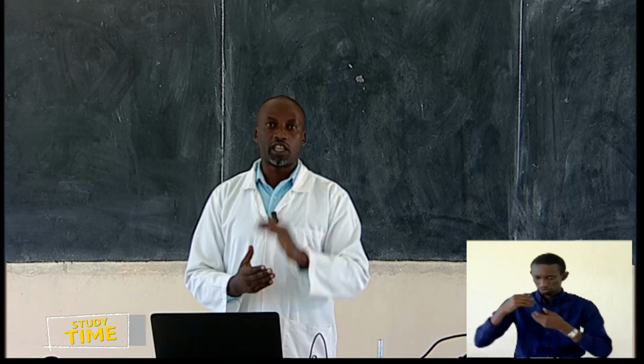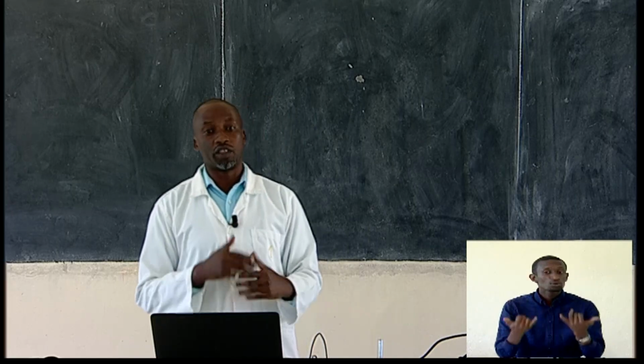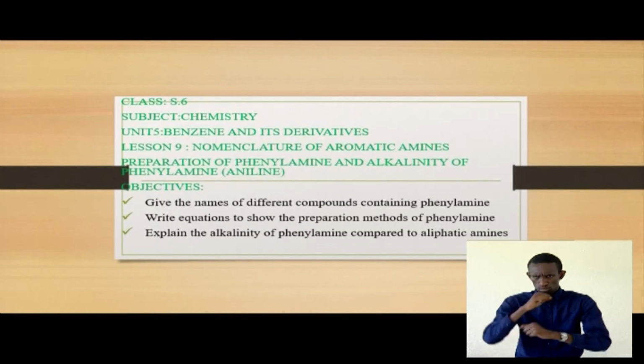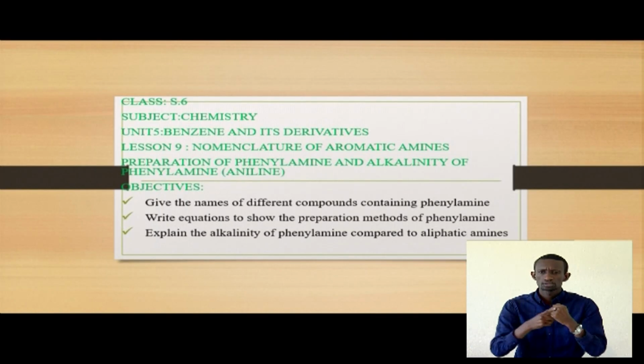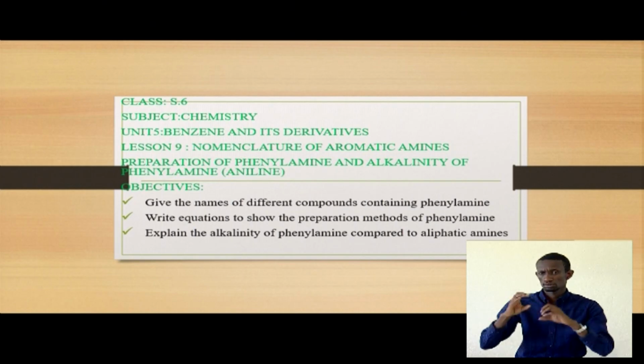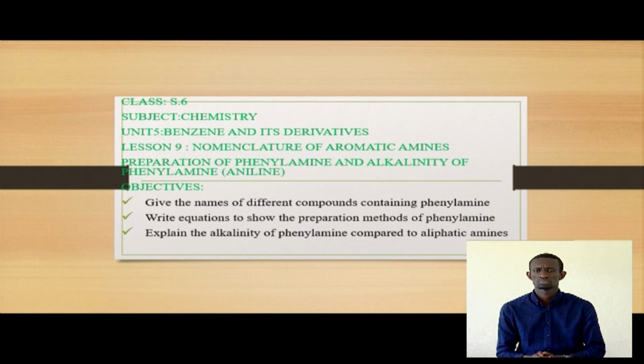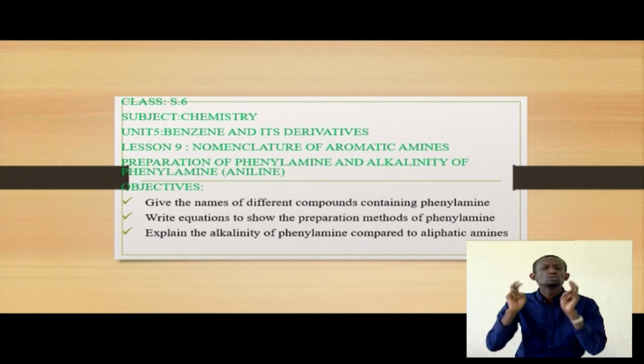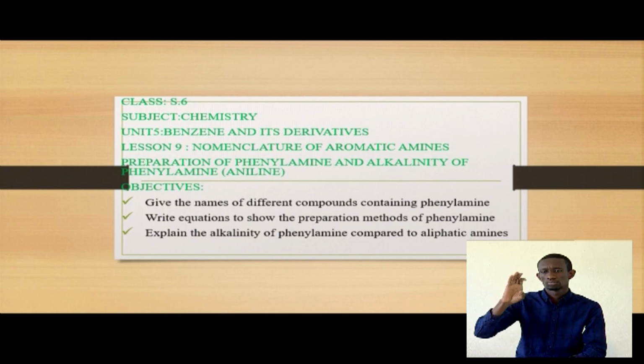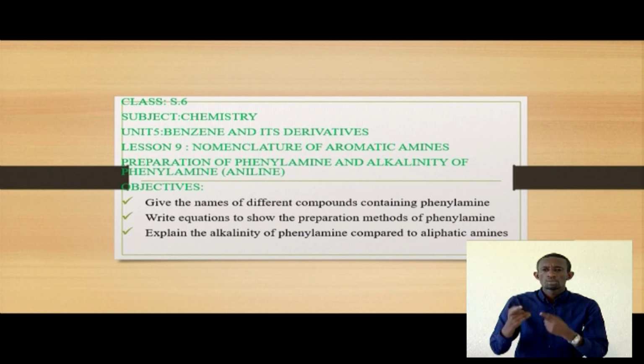And for the lesson of today, I will be with the Senior 6 class, which is chemistry, as usual. And we'll be looking at the nomenclature of aromatic amines. We look at the preparation methods of phenylamine, and then we look at the alkalinity of the phenylamine or aniline.